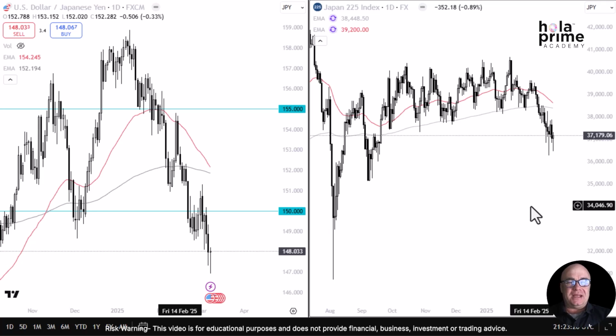Well, Japan is a massive exporter of goods. Think Mitsubishi, think Sony, think Honda, etc. So if their products via exchange rate get to be cheaper, that has a major influence on the index. The Japan 225 is chock full of exporting companies.